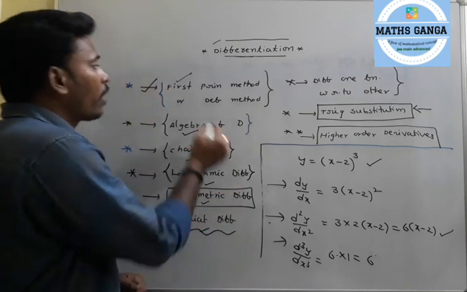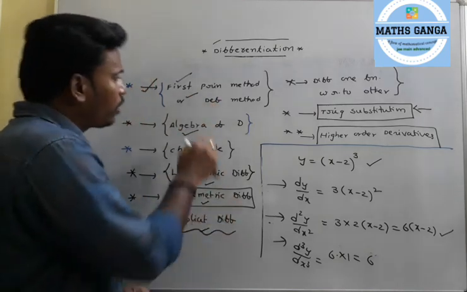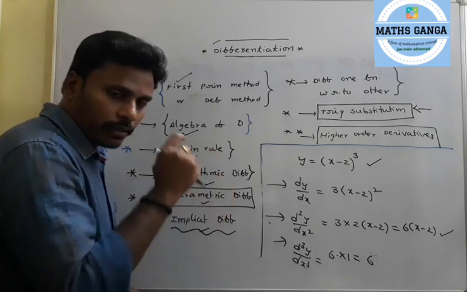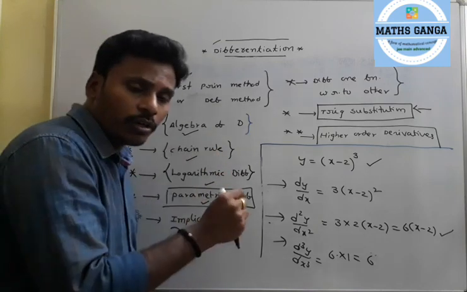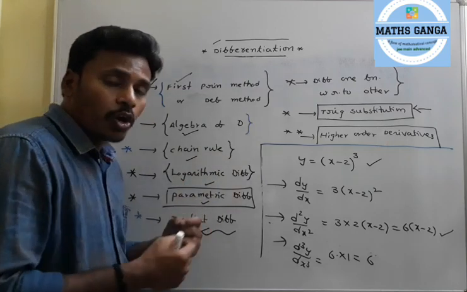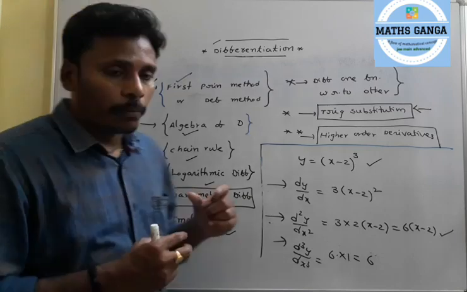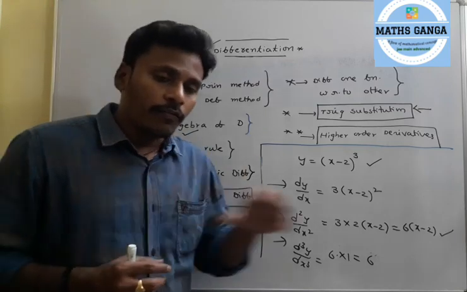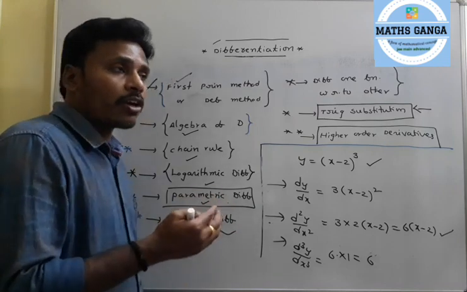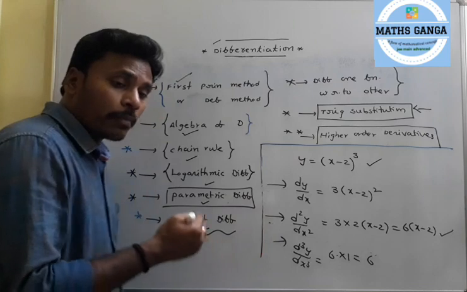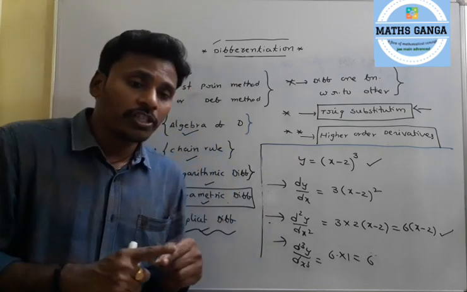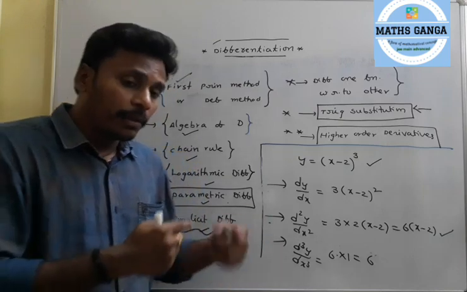Once again, first principles method, just by the idea of limits. The second thing is algebra of differentiation: sum, product and division rule. The third thing is chain rule, differentiation for composite functions. Then logarithmic differentiation. Usually we use logarithmic differentiation for functions of the format f of x power g of x, or for functions that involve products. Parametric differentiation, where y and x are not directly connected, but are related through some other parameter. Implicit differentiation, where y and x are directly connected, but it is not easy to separate y and x. They mix up with each other, right?